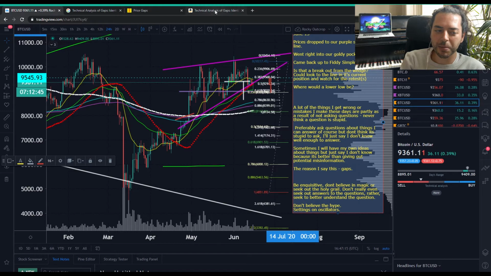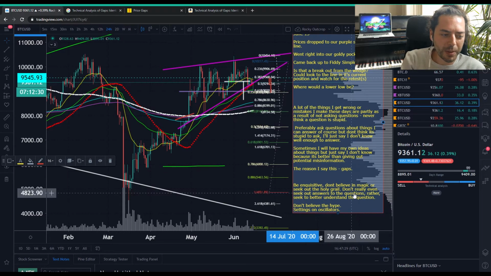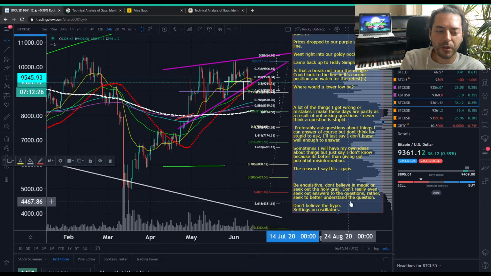It might help explain what gaps are to them, assuming they know what a gap is in the first place. Anyway, enough on gaps. Be inquisitive. Don't believe in magic or seek out the Holy Grail. Don't really even seek out answers to the question. Rather, seek to better understand the question in general. That'll serve you really well.